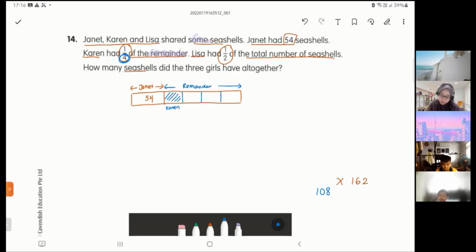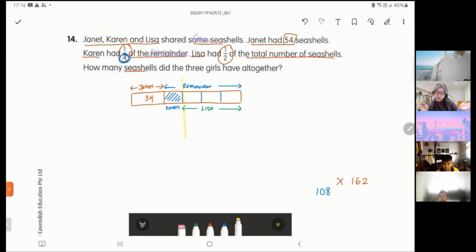Half of the total. So if you look at this, half of the total will be the balance. But I do not know how many. All I know is Lisa has the rest of it. Okay, this is Lisa. Because the seashells are equally shared among Janet, Karen, and Lisa. So I gave Janet her portion. I gave Karen her portion. So Lisa has the balance, right? Correct? So this is the balance.